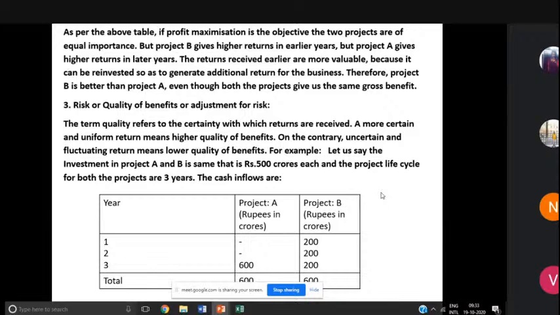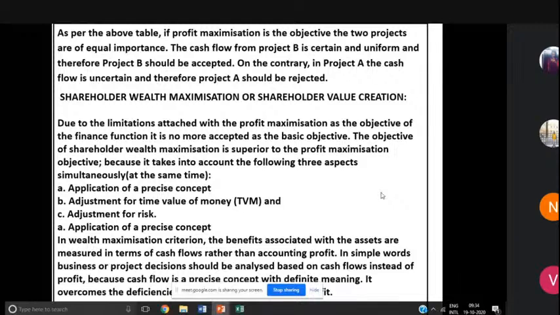See the conclusion given? Shall we get into the conclusion? As per the above table, if profit maximization is the objective, the 2 projects are of equal importance. Underline the next sentence. The cash flow from project B is certain, very clear and equal, and therefore project B should be accepted. On the contrary, in project A, the cash flow is uncertain and therefore project A should be rejected. I think it is so clear. Anyone has any confusion regarding the conclusion written?